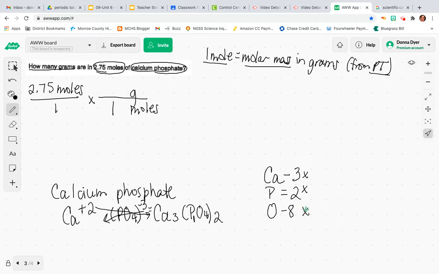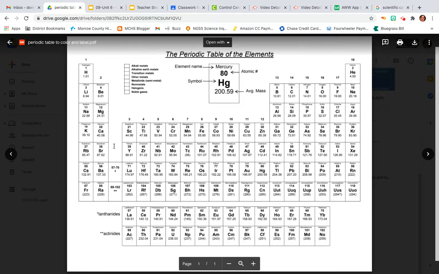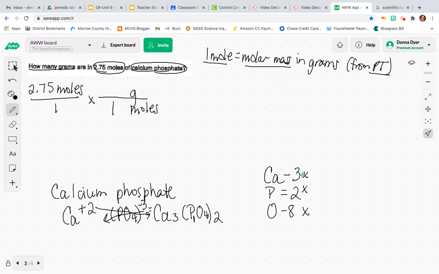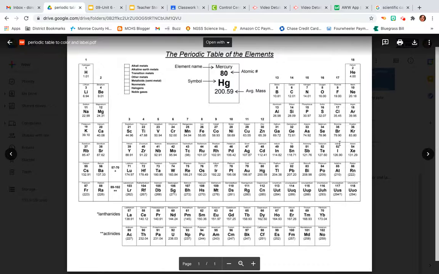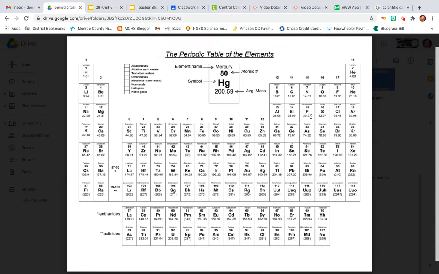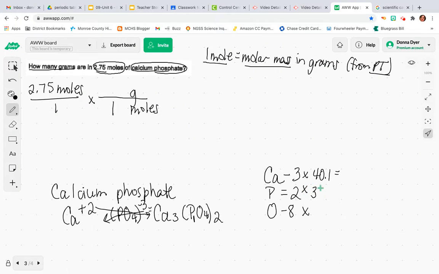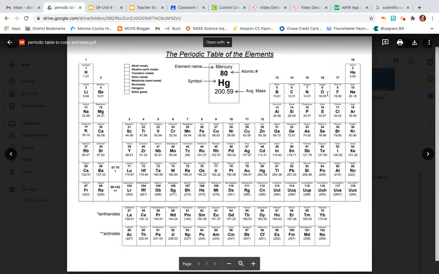So now we're going to multiply times the molar masses from the periodic table. Calcium from the periodic table is 40.08. This 8 rounds this 0 up to a 1. So this is 40.1. Phosphorus, 30.97. This 7 rounds this 9 to a 10, which means this is going to be a 1. So 31.0. And then oxygen is 16.00. So the second 0 doesn't change the first 0, so it's just 16.0.